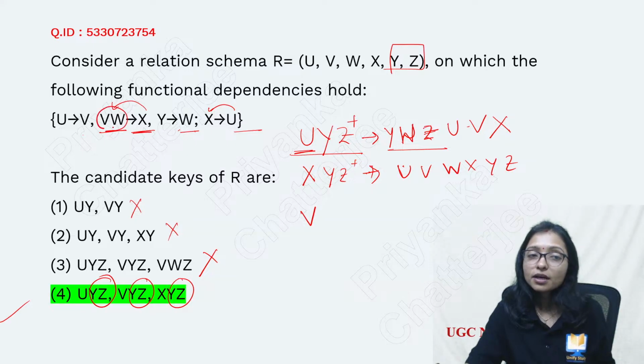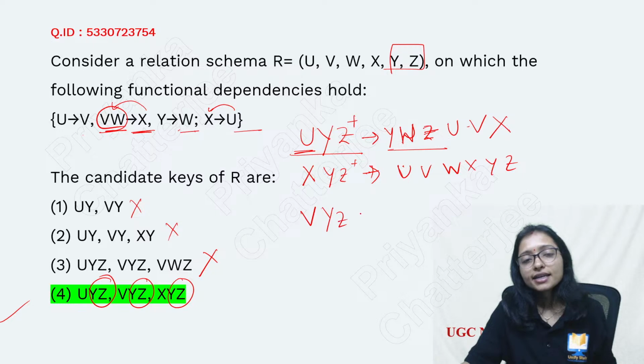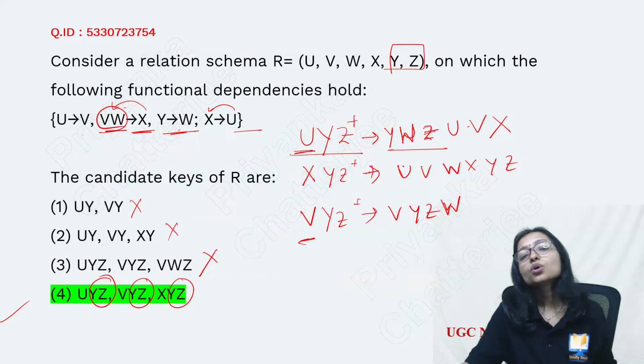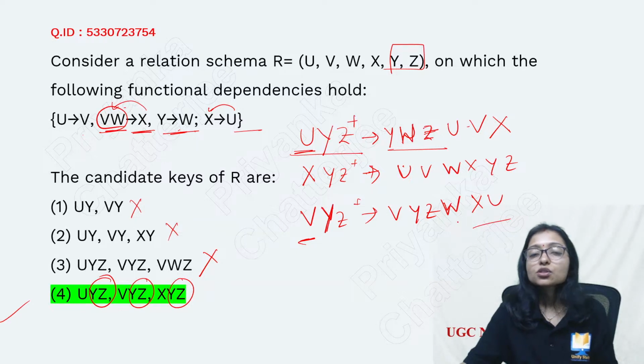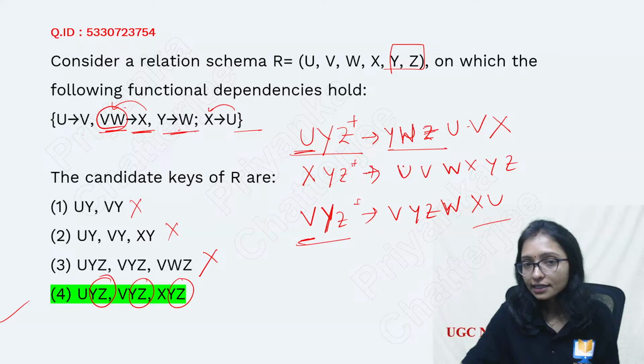Don't replace V, W together. Try to check with V, Y, Z. If I am doing, then automatically V, Y, Z is coming, and from Y, W is already coming. That's why no need to add W here. Only with V, Y, Z you can get all other attributes also. U is also coming. So that's why this is also your candidate key. Now you got the candidate keys, right?